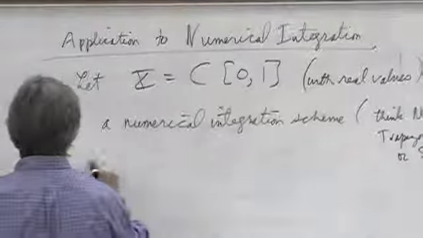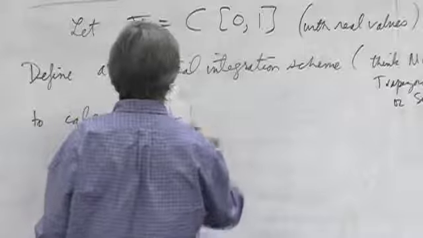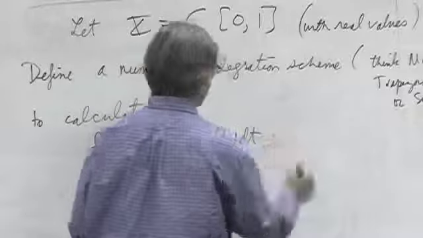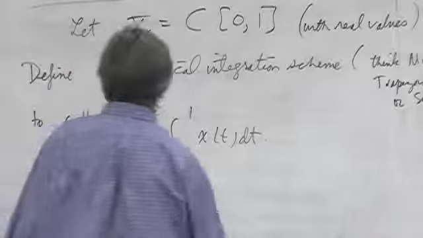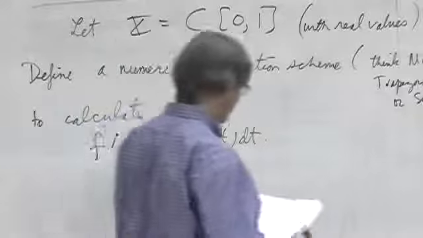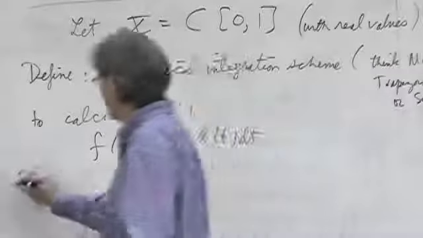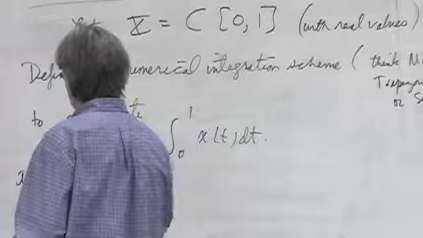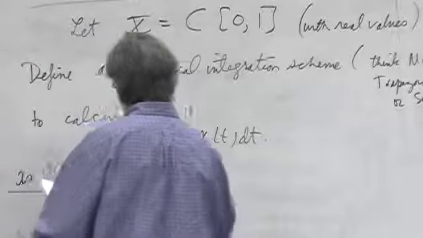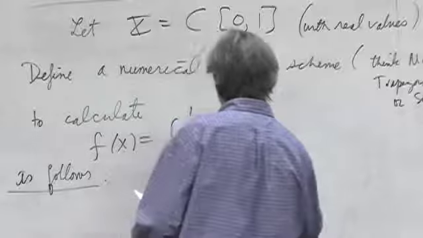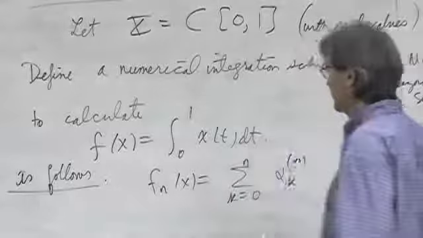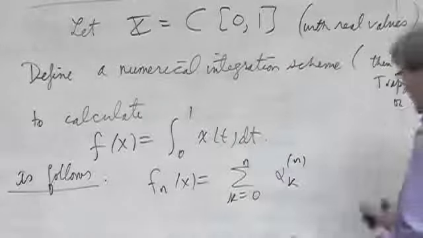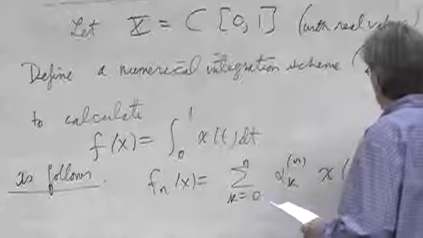To calculate the following linear functional: f of x equals the integral from 0 to 1 of x of t dt. Just calculate the integral. That is a linear functional, is it not? So what I want to do is calculate that as follows. Our general scheme is simply to write F_n of x equals the summation, k goes from 0 to n, of alpha_k^(n) times x of t_k^(n).